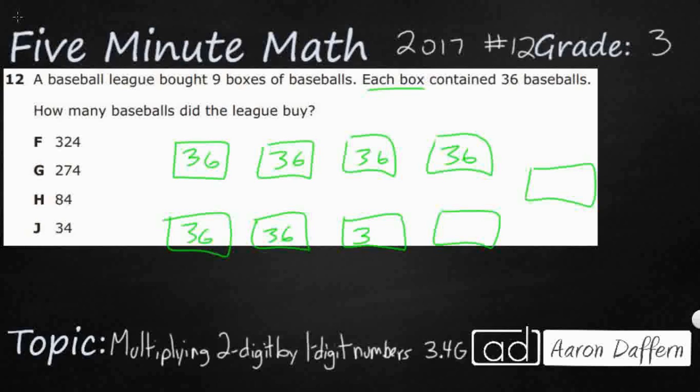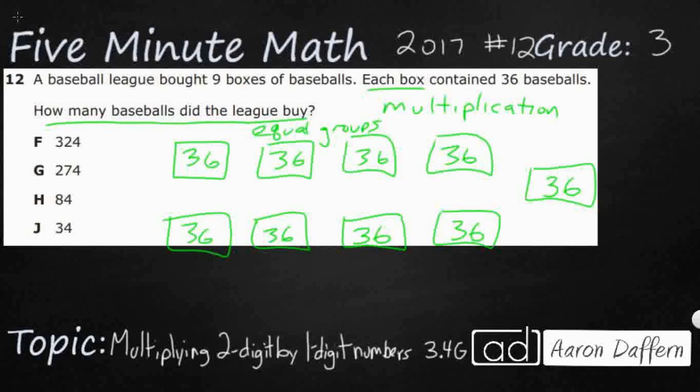When it says each box, sometimes that word each gives you a clue that we're going to deal with multiplication, because multiplication deals with equal groups. And so now that we know that we have 9 equal groups, or 9 boxes of 36 baseballs each, how many baseballs did the league buy? Well, now we're going to be looking at multiplying 36 times 9, or we can say 9 equal groups of 36.